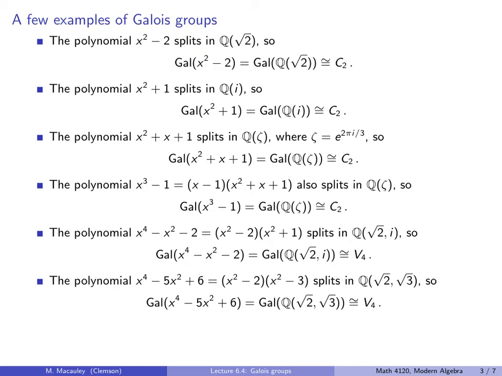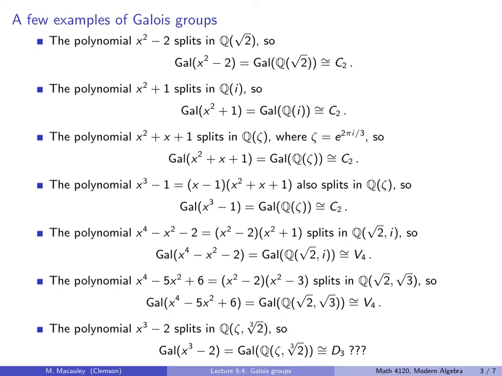One automorphism sends root 2 to negative root 2. Another one sends root 3 to negative root 3. And then there's the one that does both of those. So I'm not going to write this one out because we will do it in more detail later in this lecture.